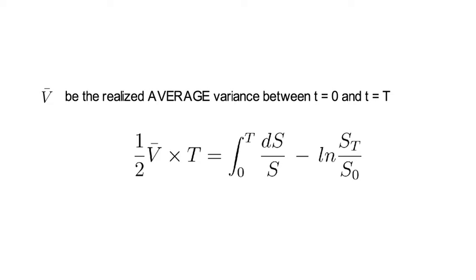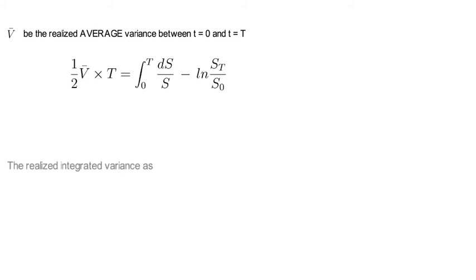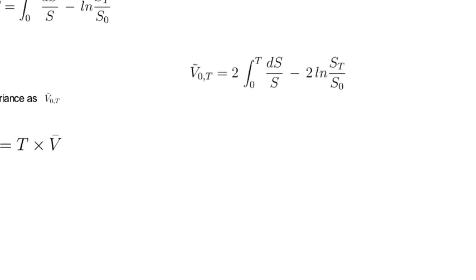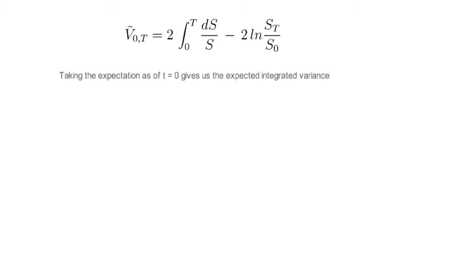Now, in order to be consistent with my intuition video on the VIX squared as the integrated Q variance, I want to define the realized integrated variance as V tilde 0,T, which coincides with T times V upper bar. Now solving for V tilde 0,T gives us the following expression. So taking the expectation as of t equals 0 gives us the expected integrated variance. We hence get that the expected value of V tilde 0,T equals 2 times r minus q times T minus 2 times the expectation of log S_T over S_0.